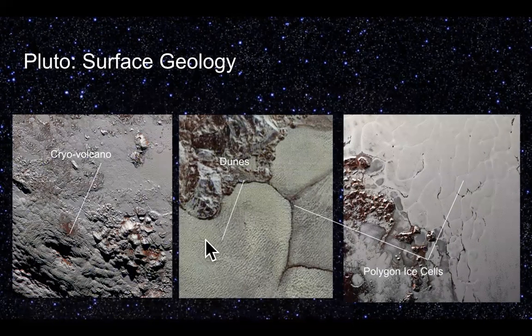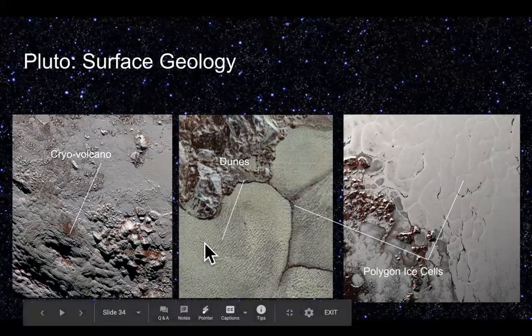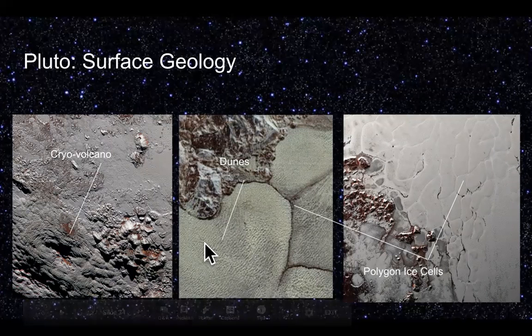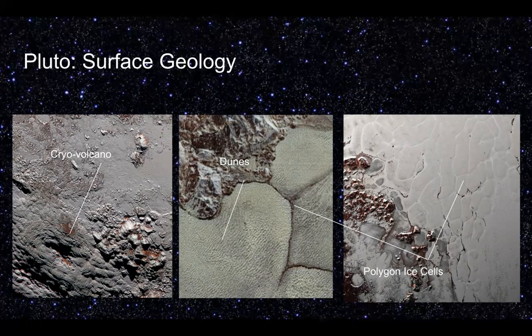You've got dunes. These are hydrocarbon particles which are blown by differences in pressure, where you've got a part of Pluto that's exposed to the sun, the pressure is obviously higher than the area that's shaded, which is at low pressure, and so you get movement of the thin atmosphere combined with the low gravity of Pluto drives these particles.